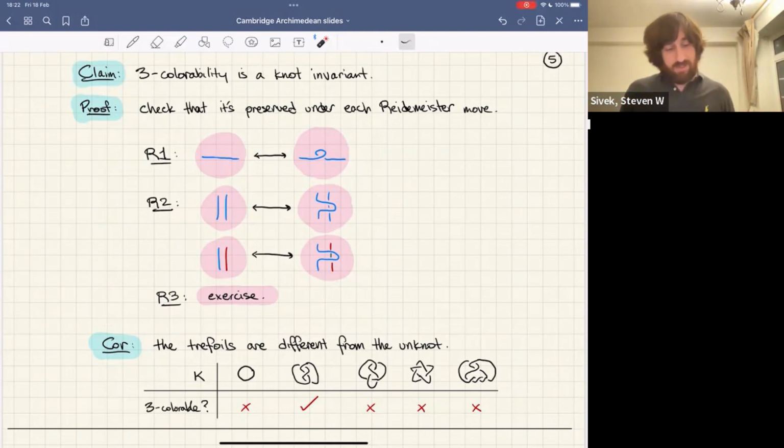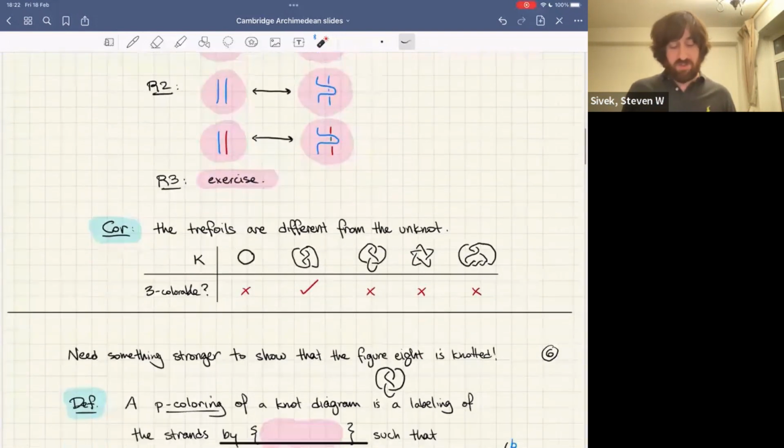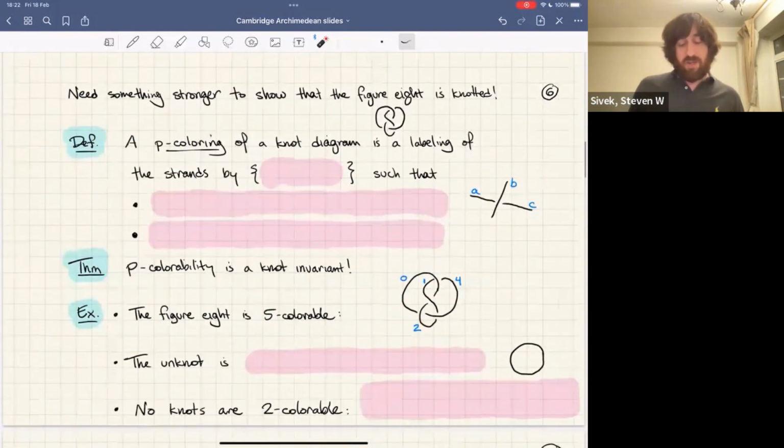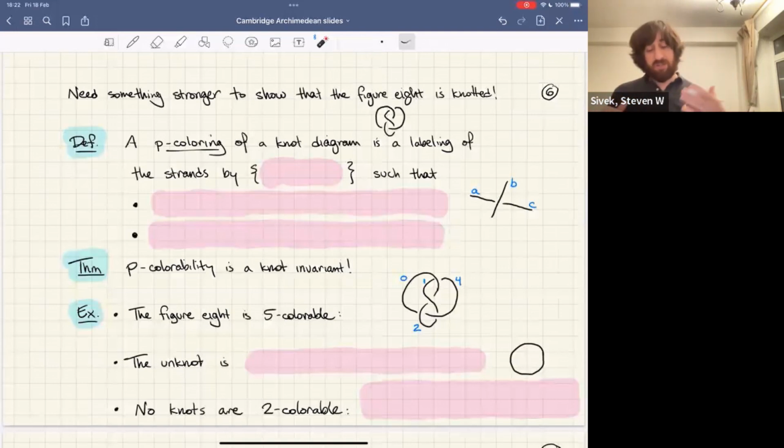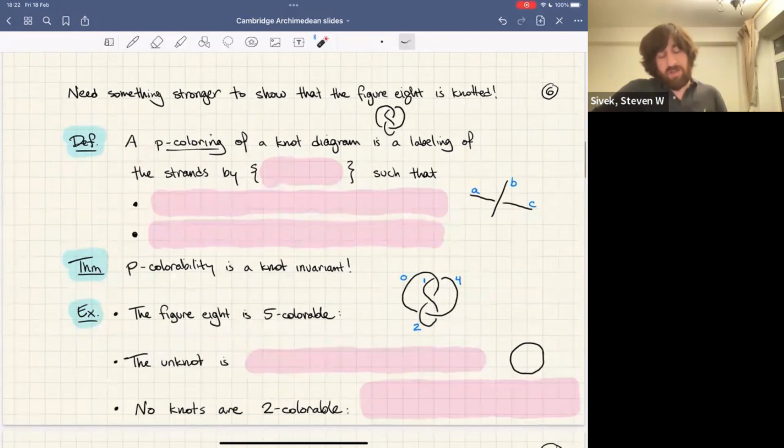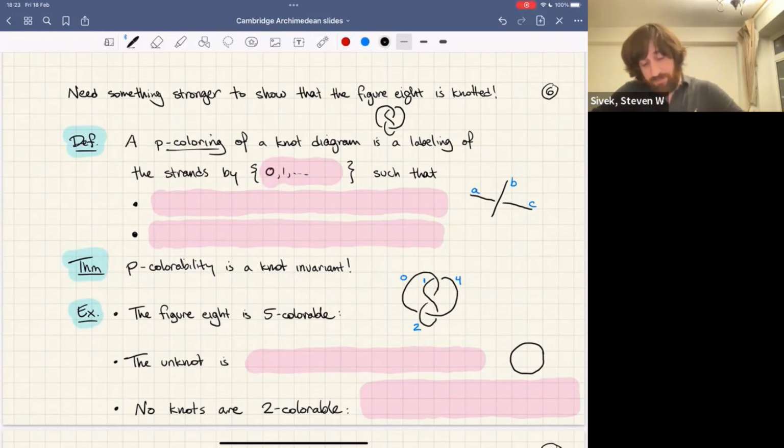Right. Okay. So we've managed to distinguish some knots. But the figure 8, that was the first non-trivial knot that I said wasn't 3 colorable. So we need something stronger to show that it's actually knotted, and I claim that it is. So the definition now: we'll talk about a p coloring, and I'll ask for p to be prime generally, but I don't know that we really need that for now. What we do is we label the strands by one of p different colors, and I'm going to just call those colors 0, 1, and so on up to p-1.